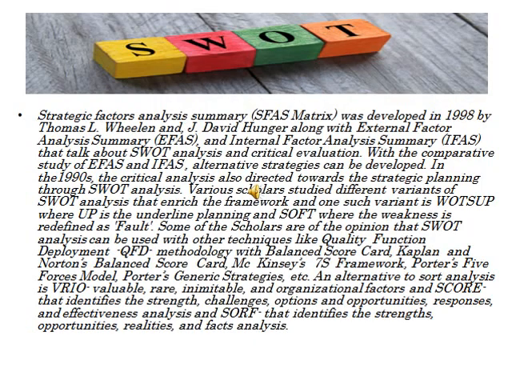Strategic Factors Analysis Summary (SFAS) Matrix was developed in 1998 by Thomas L. Wheelen and J. David Hunger along with External Factor Analysis Summary (EFAS) and Internal Factor Analysis Summary (IFAS) that talk about SWOT analysis and critical evaluation. With the comparative study of EFAS and IFAS, alternative strategies can be developed. In the 1990s, the critical analysis also directed towards the strategic planning through SWOT analysis.